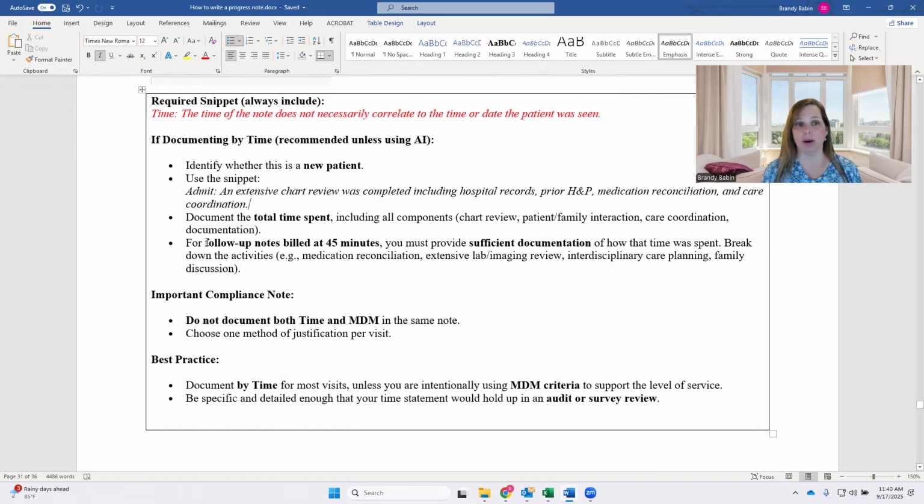So for follow-up notes, if you're billing at 45 minutes, you have to have justification of where you're getting that 45 minutes from. So your assessment and plan says hypertension stable, AFib stable, GERD stable, constipation stable. Where did you spend that 45 minutes? They're going to ask: CMS, RAC, MAC, JACO. They're all going to ask, why did you bill 45 minutes if you don't have it identified?